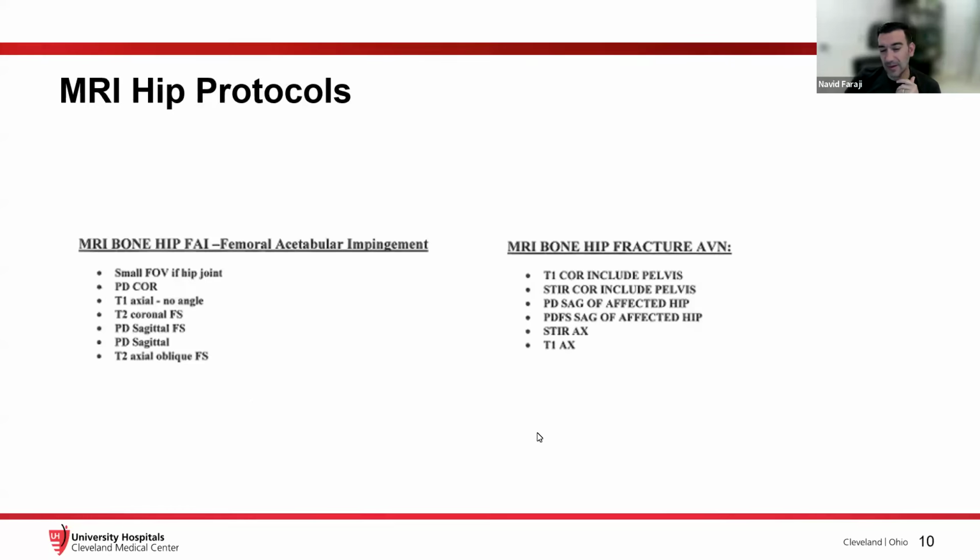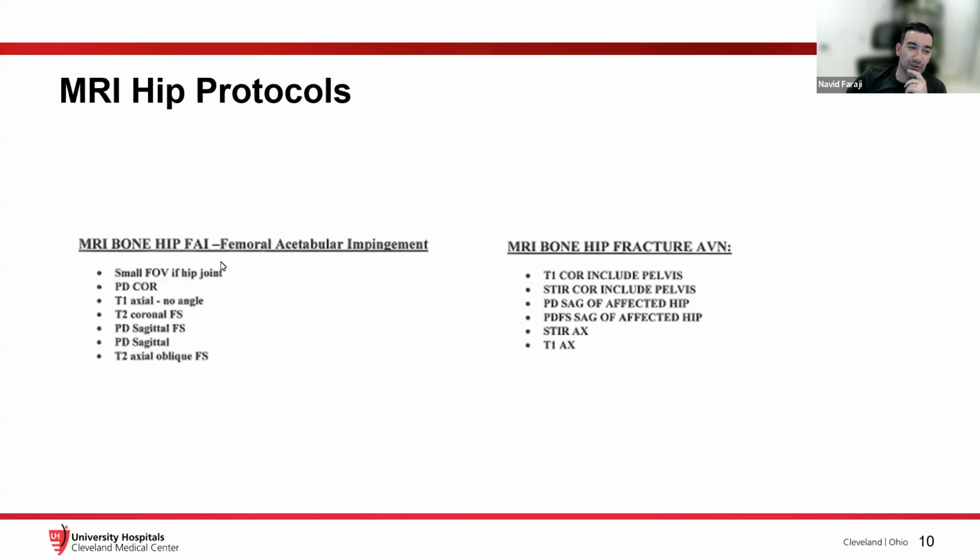So let's do it. All right, let's start with the hip. In MSK radiology, we have various ways to image various joints for various indications. If you order a hip MR, you may get it with an FAI protocol, as we call it at my institution, or you can get it with what we call our fracture AVN protocol. Those are basically two different patient populations.